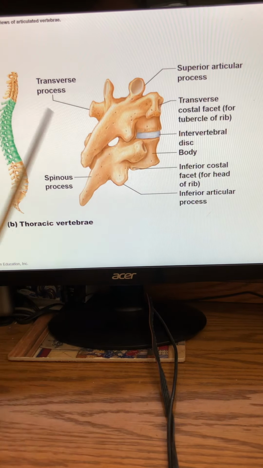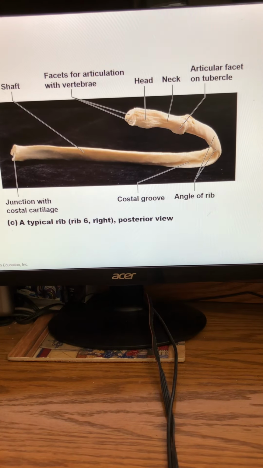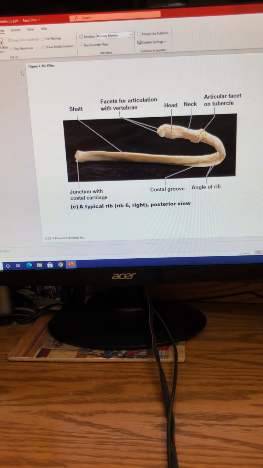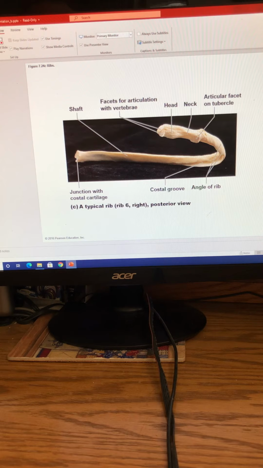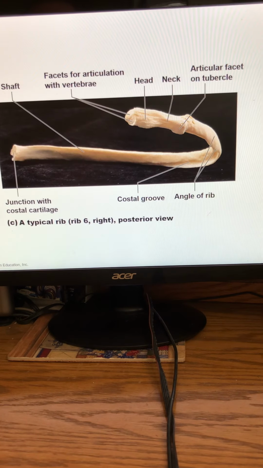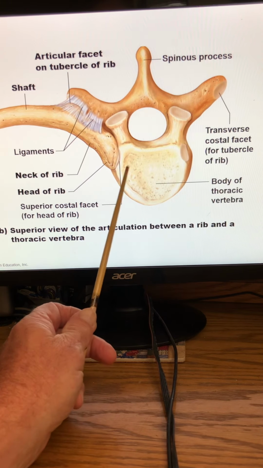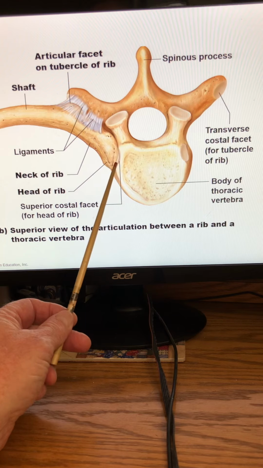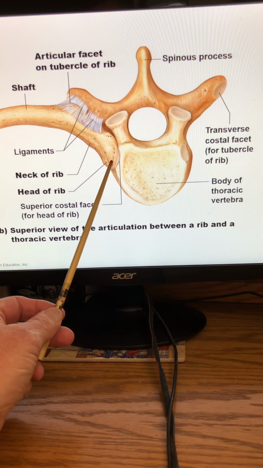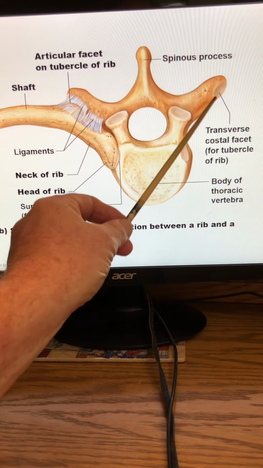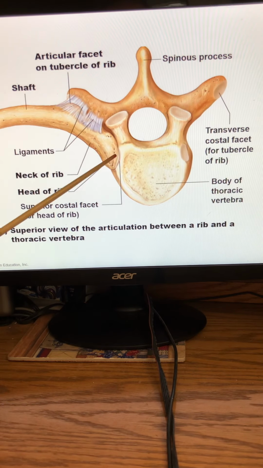Let me go backwards. I think this is what I wanted to show you here. Here is the body of a thoracic vertebra. Here is the head of the rib, and it's going to be between two vertebrae. And then here is this costal facet, and it's going to receive this rib here.